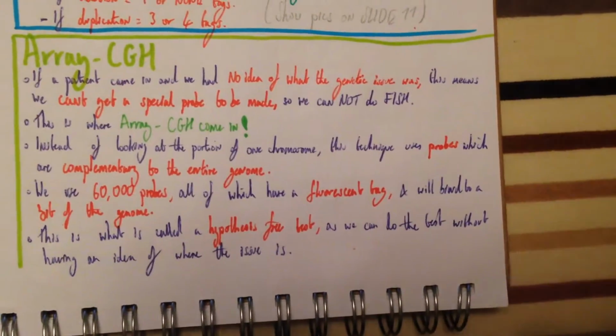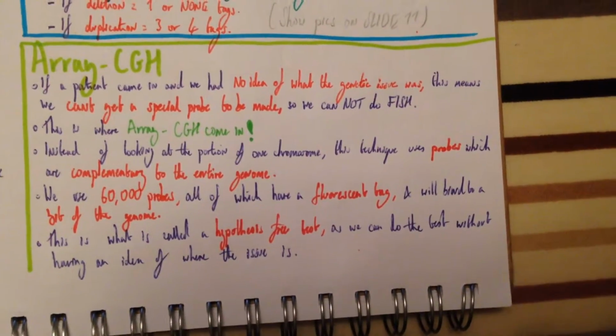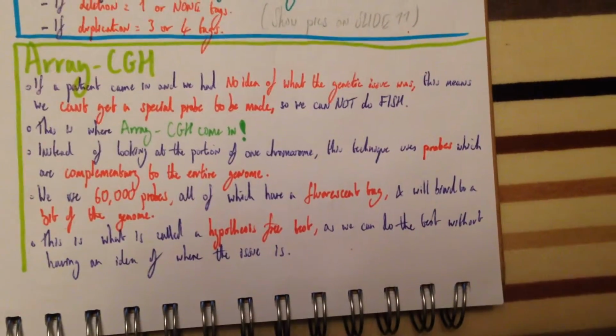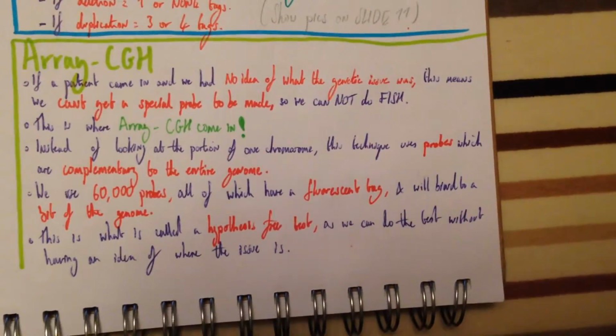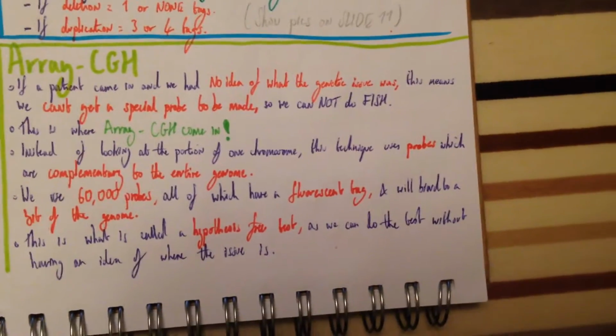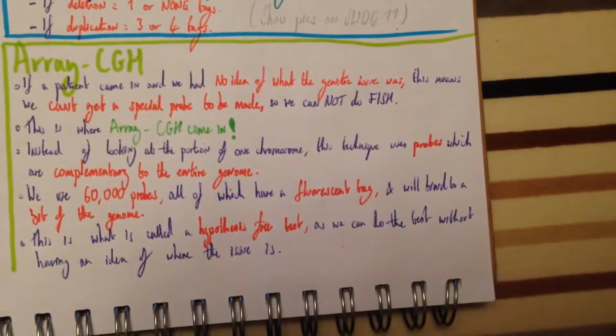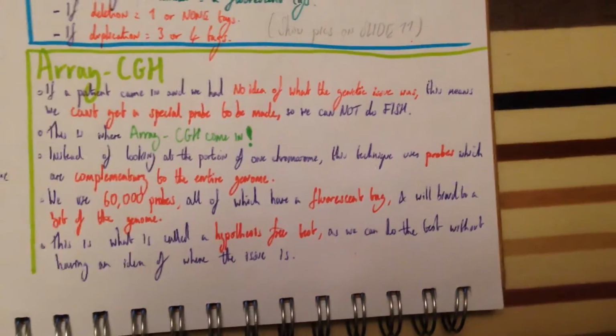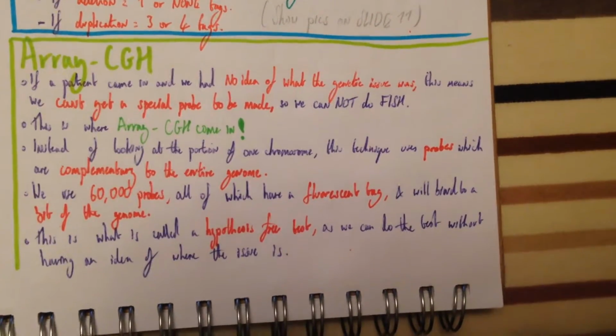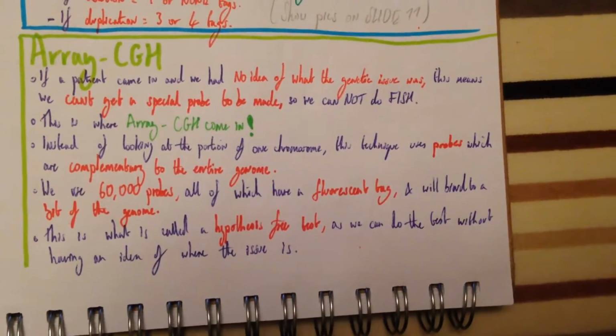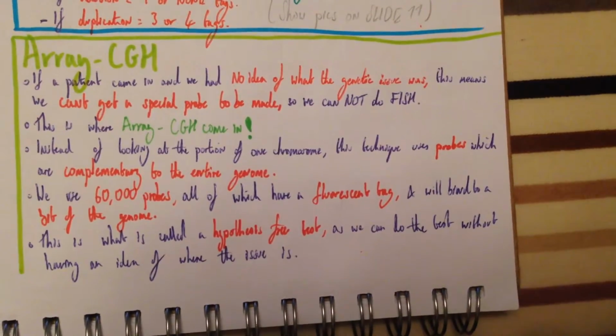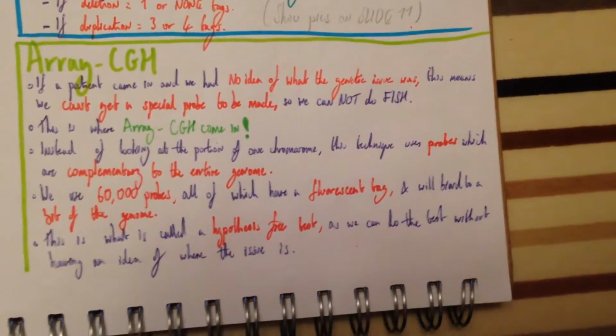We use 60,000 probes, all of which have a fluorescent tag and will bind to a bit of the genome. 60,000 probes. This is what is called a hypothesis-free test, as we can do the test without having an idea of where the issue is.